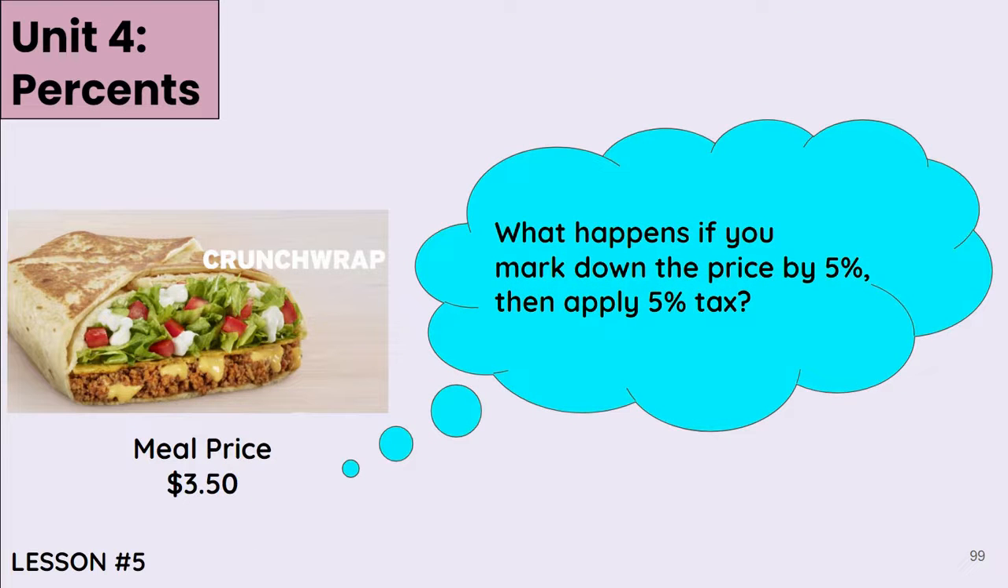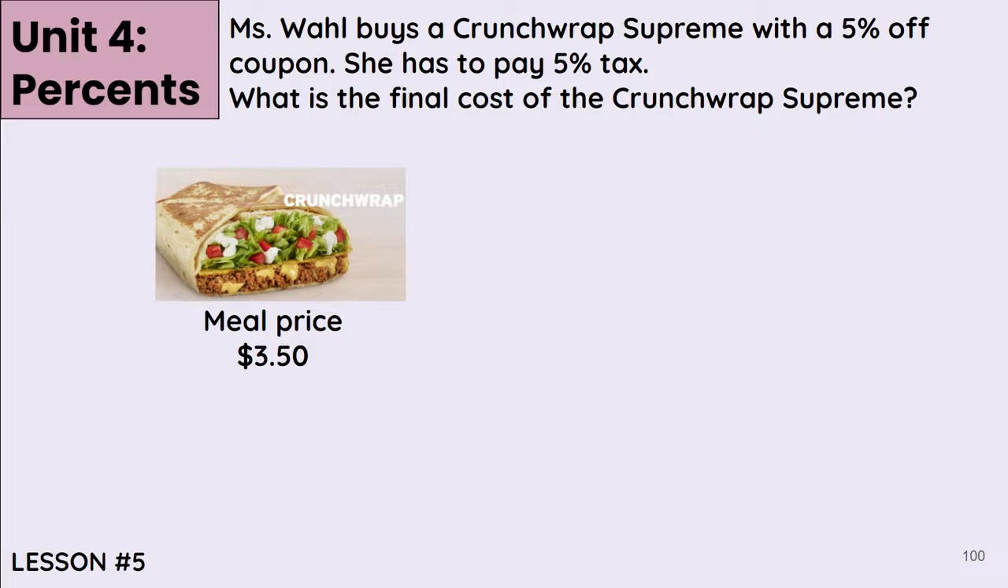What happens if you mark down the price by 5% and then apply 5% tax? Do you think the price will go back to what it was originally? Miss Wall buys a Crunchwrap Supreme with a 5% off coupon. She has to pay 5% tax. What is the final cost of a Crunchwrap Supreme?